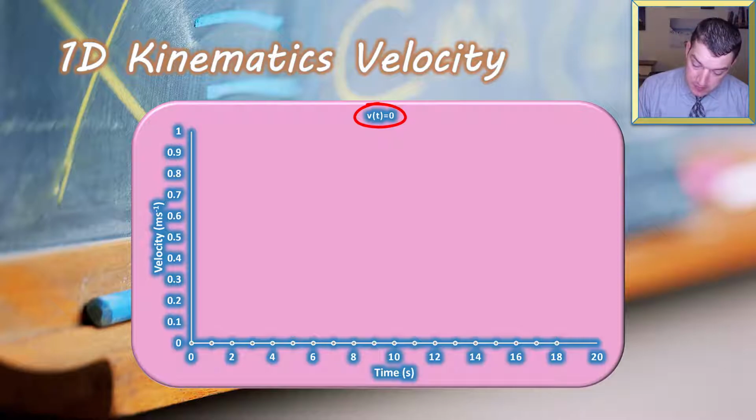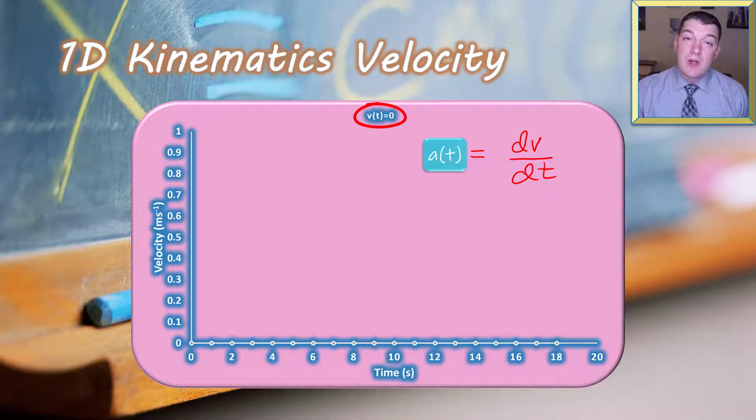Since the acceleration is going to be the derivative of the velocity with respect to time, and we know that velocity is 0, the derivative of 0 is 0. It confirms what we already knew. There was a non-changing velocity, and when you don't have a change in velocity, you can't have an acceleration. The acceleration is required to be 0.